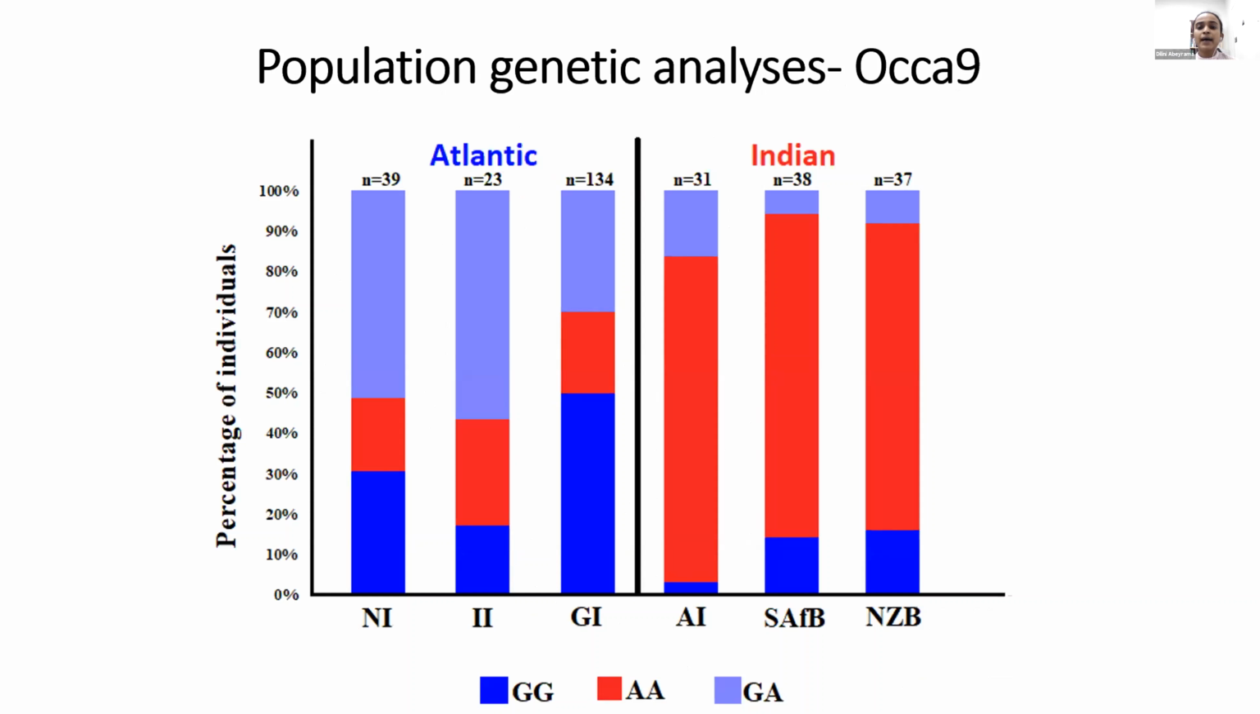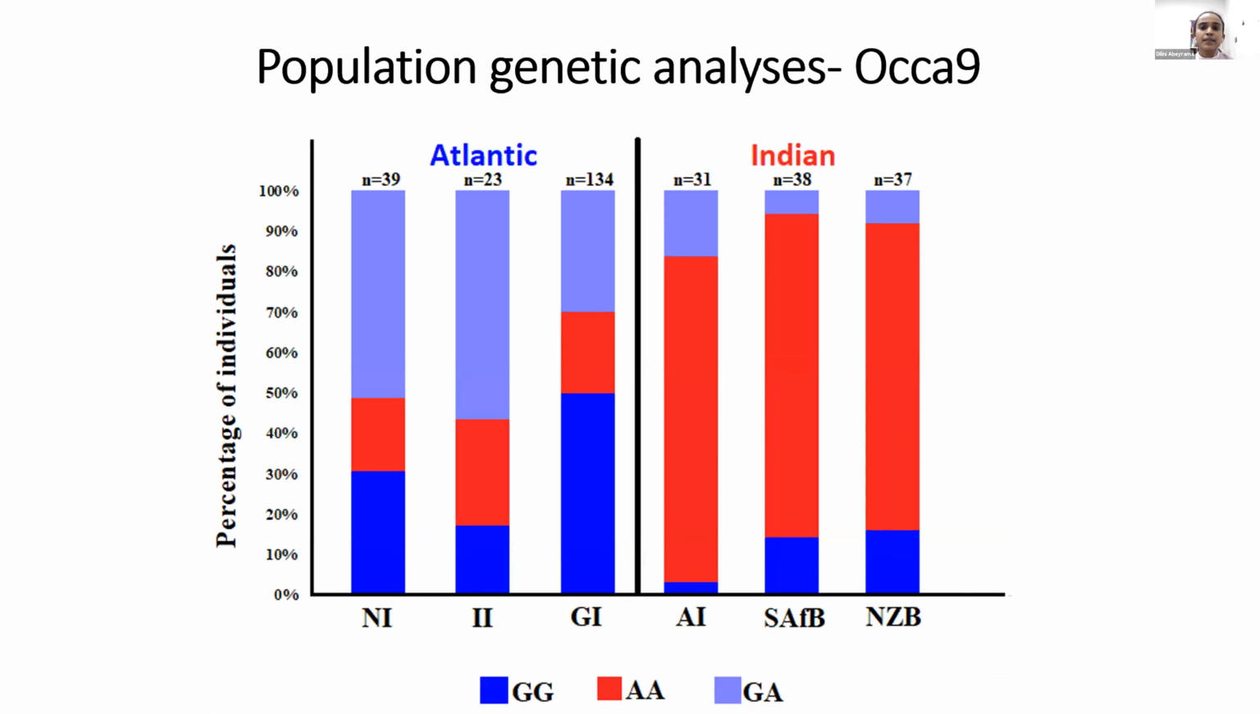In that, it showed genetic differentiation for the two species. So most of the Indian yellow-nosed albatrosses were homozygous for A, while most of the Atlantic yellow-nosed albatrosses were either homozygous for G or heterozygous at the particular SNP.